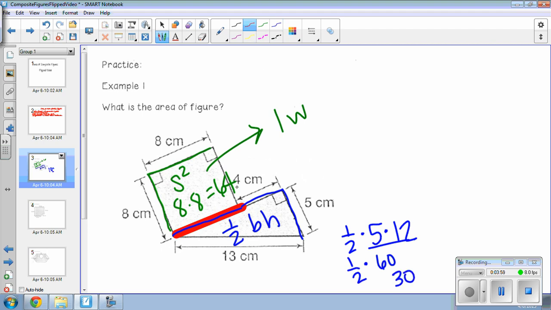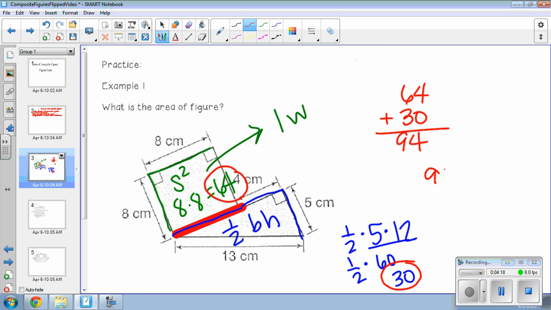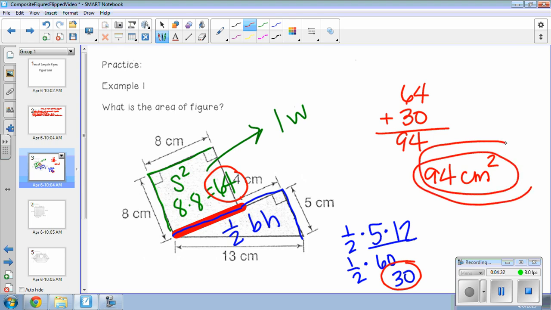So now that I've got a measurement here that I've solved and a measurement here, we're going to put those two together because this is one giant figure where none of the pieces are being taken away. So 64 and 30 is 94. Our dimension is centimeters, and since this is area, we're going to use the exponent of 2. So 94 centimeters squared is going to be our final answer for this composite figure. Let's go through and do another quick example.